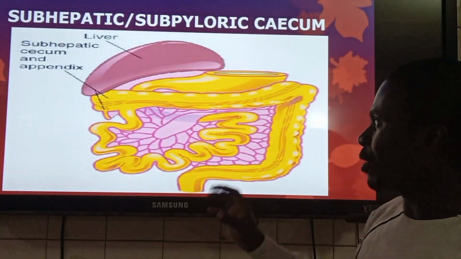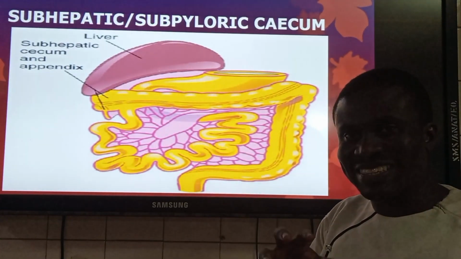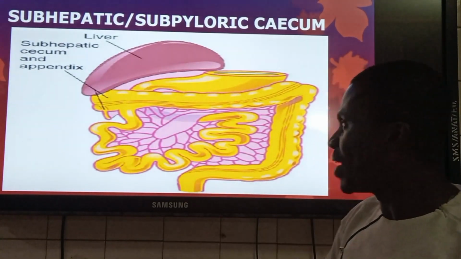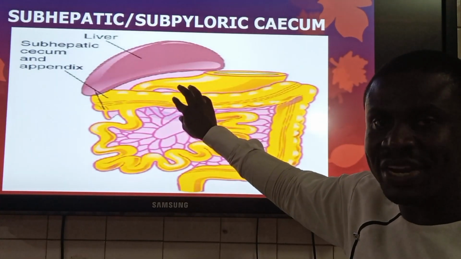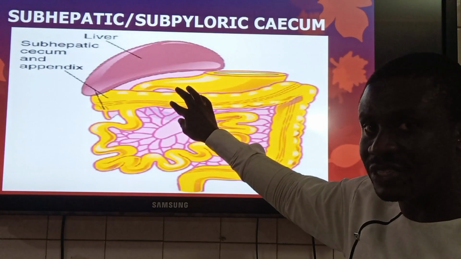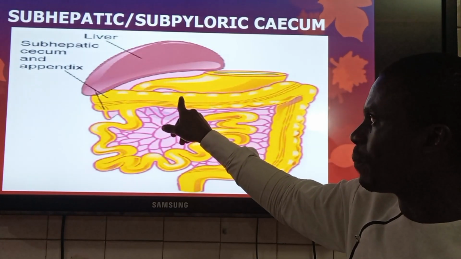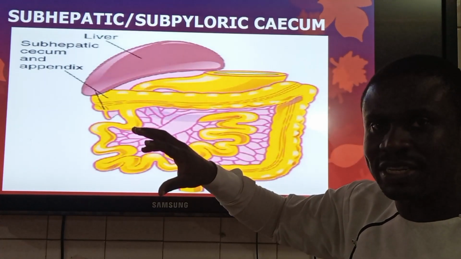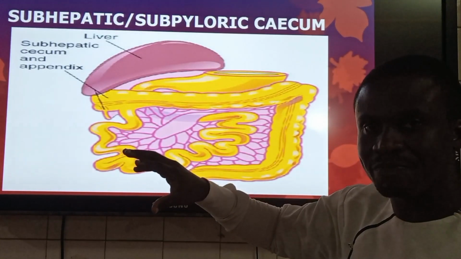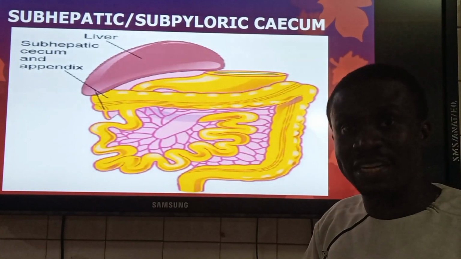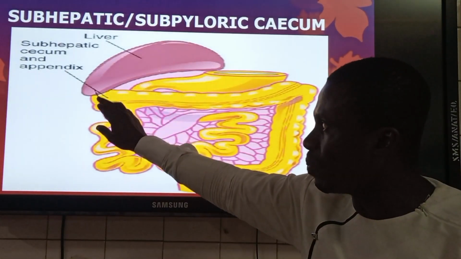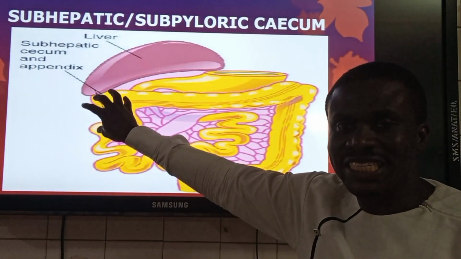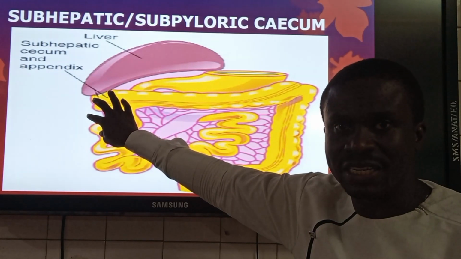Now, in the situation of the second 90 degrees counterclockwise rotation, it brings the cecum together with the appendix to the subpyloric area. Okay, that's what we see. But my friends, the final rotation, the third 90 degrees counterclockwise rotation, giving a total of 270 degrees counterclockwise rotation, ensures that the cecum gets below the liver, a subhepatic cecum together with the appendix.